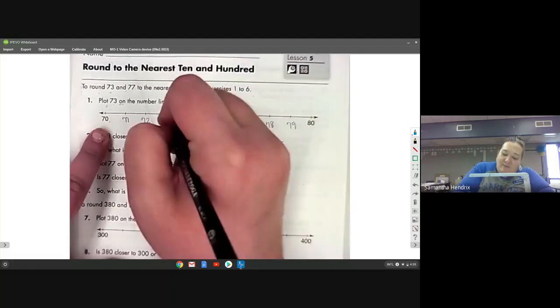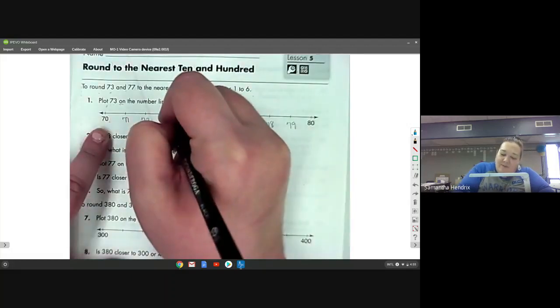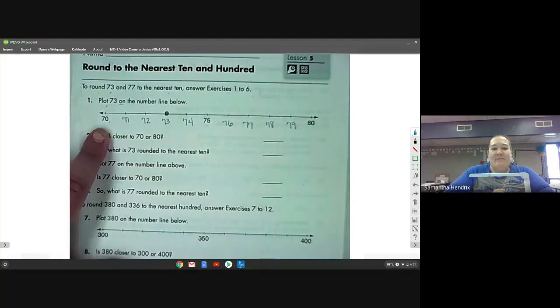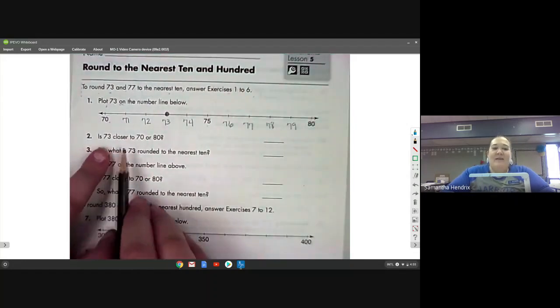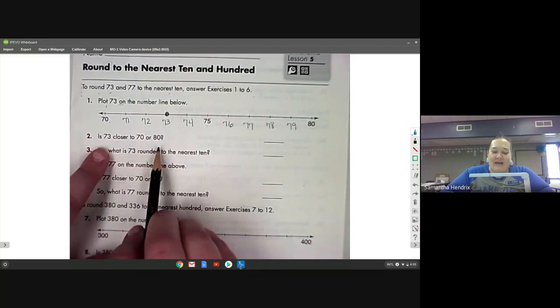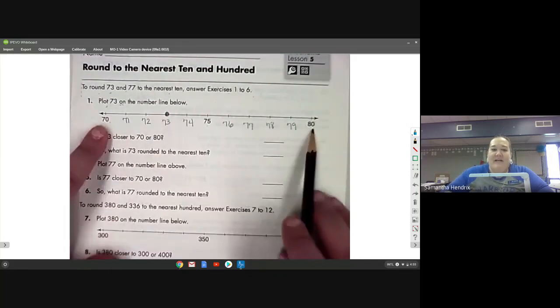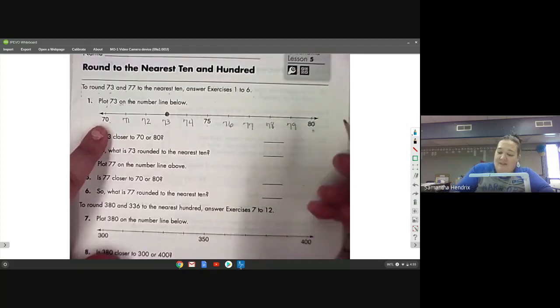So I'm going to put a little black circle here. So I know that's 73. Okay, so let's look at our next question. Is 73 closer to 70 or 80? Here's 70, here's 80. Which is it closer to? Yeah, it's closer to 70s.